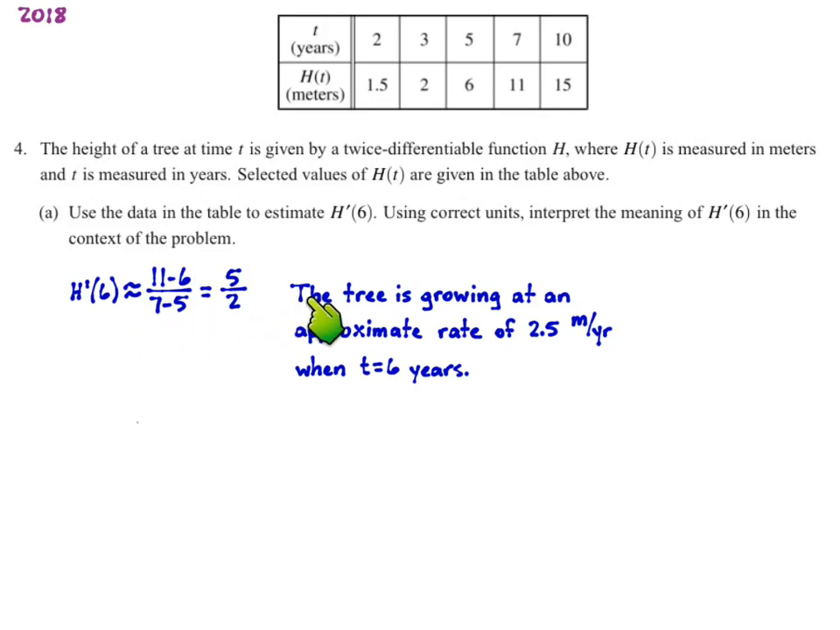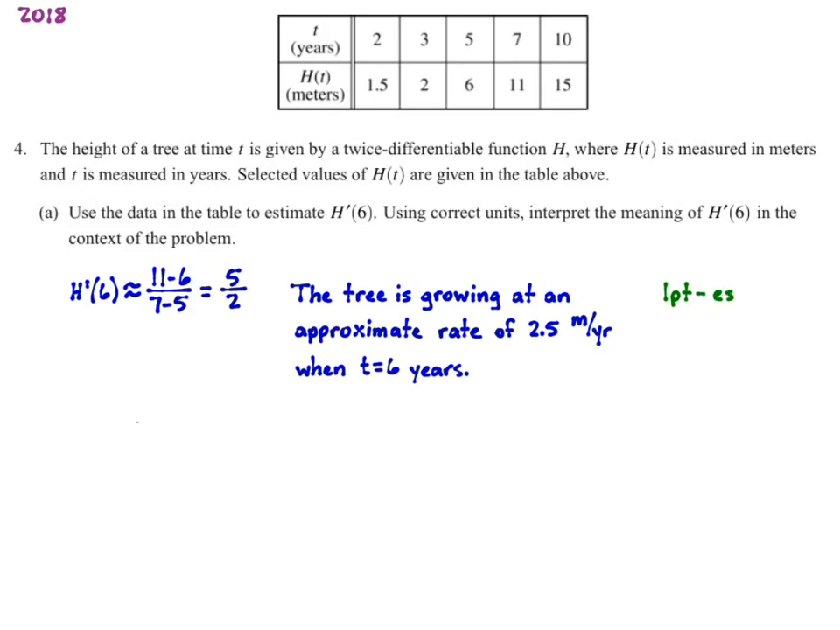Remember, when you're talking about an interpretation, it needs 4 things. It needs to know what it is. So here we know what it is: the tree is growing at a rate. We need to know the value, so at a rate of 2.5. We need to have the units, so that's meters per year. And then we need to have either the time interval or the time where it takes place, so that's when t equals 6. The other important thing here that I have is that this is an approximation. This value is an approximation because we were just finding the slope.